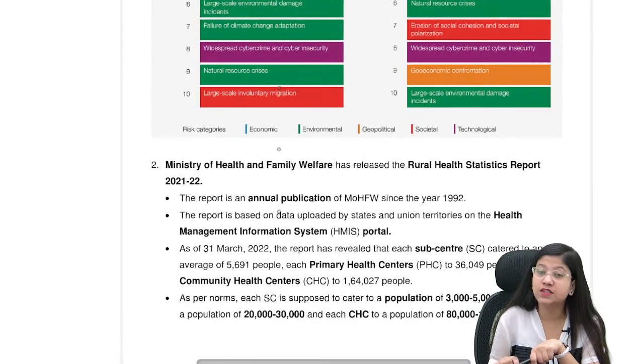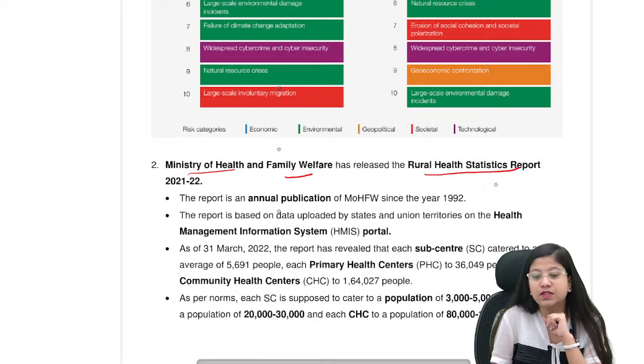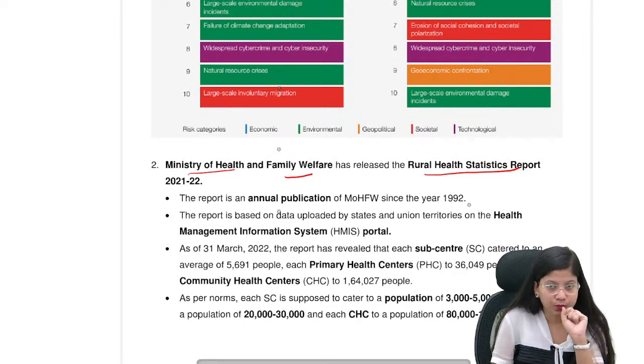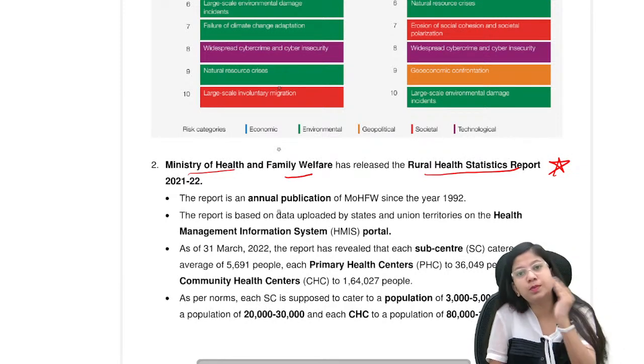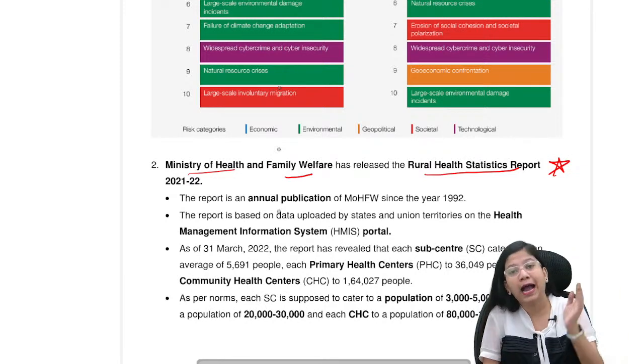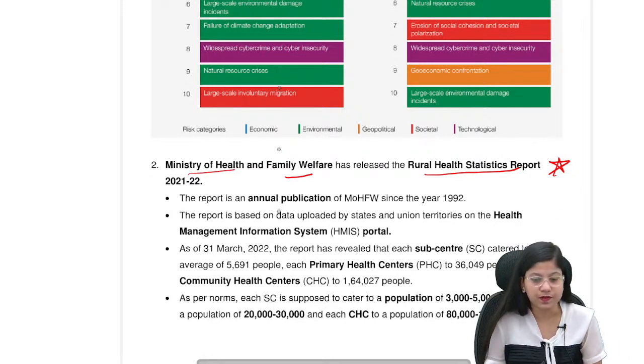The next report is very, very important, which is of the Ministry of Health and Family Welfare. It has released the Rural Health Statistics Report 2021 to 22. This report is very, very crucial. It can be asked in your one marker in phase 1. It can also be asked in your ESI paper and in your phase 2 also. So prepare it from all the three perspectives.